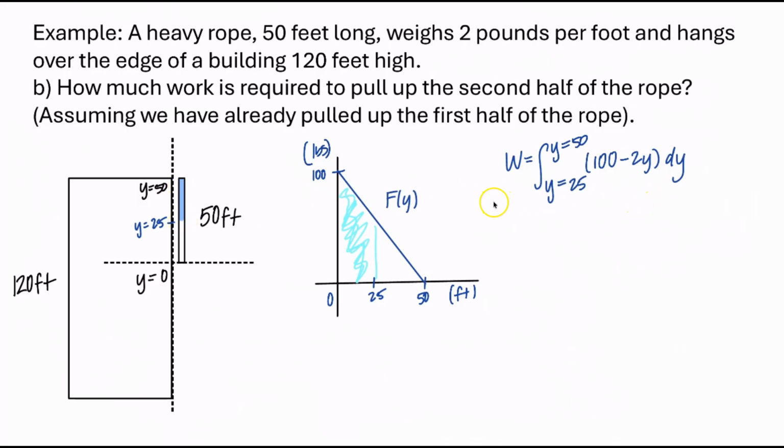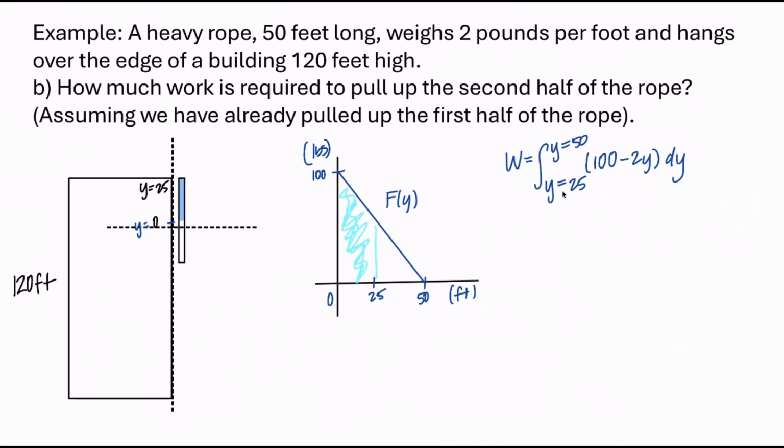So if I perform this calculation, then I would get the work done pulling up the second half of the rope. But do I have to perform this calculation? No, because what I could actually have done is, if 25 feet of rope has already been pulled up, I can move my x-axis, my horizontal axis. So I can go ahead and move that up, and then integrate from 0 to 25, y equals 0 to y equals 25.